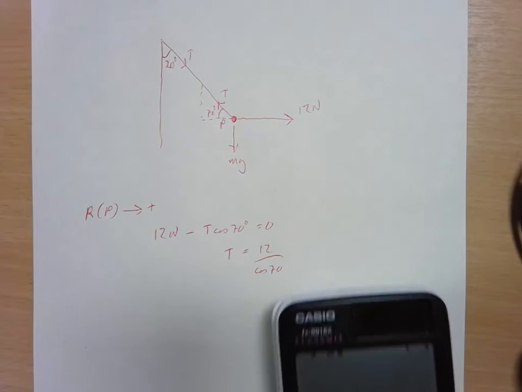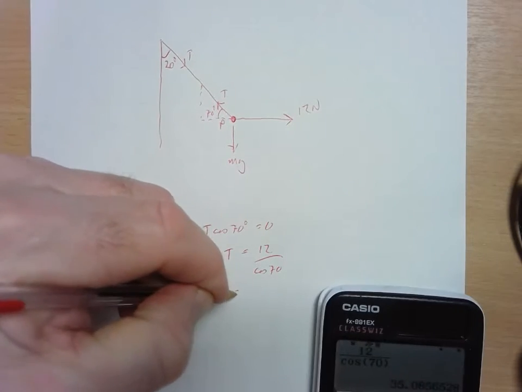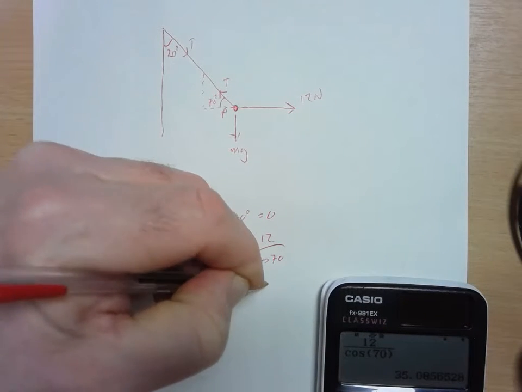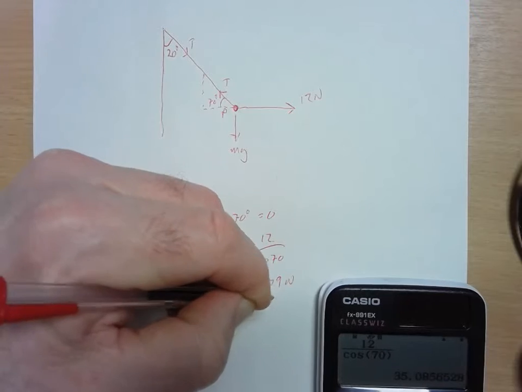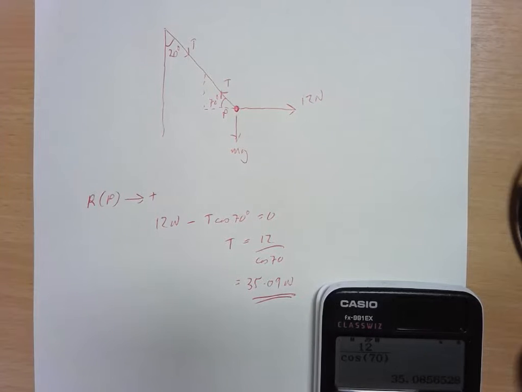So this one's out with a calculator. Make sure it's in degrees, and it is. So simply 12 over cos 70. And I get an answer of 35.09 newtons. There's no involvement of g at this point, so I can keep the answer as accurate as I like, really. We'll leave it at that for the moment.